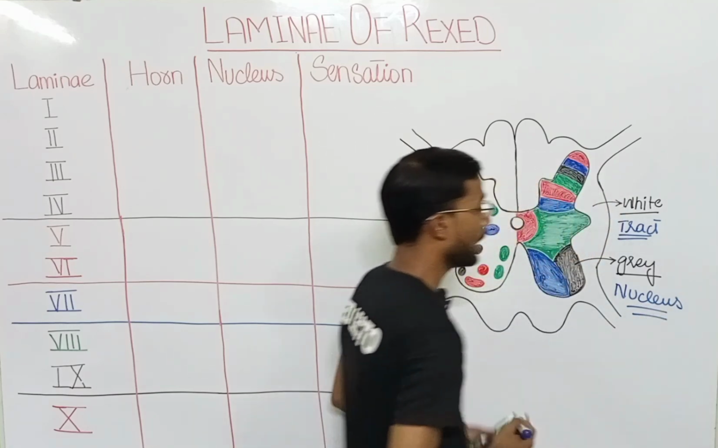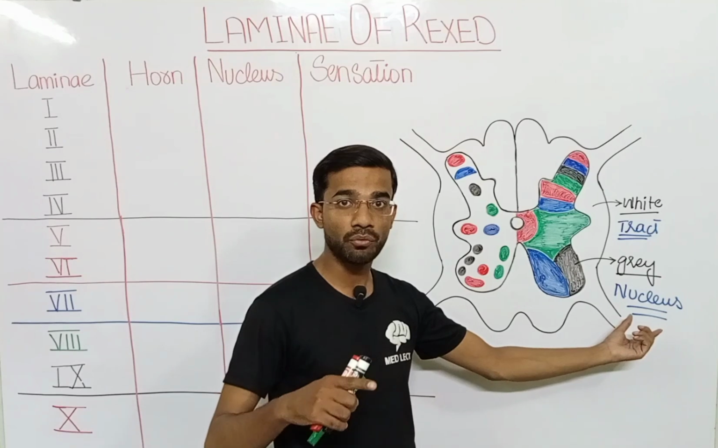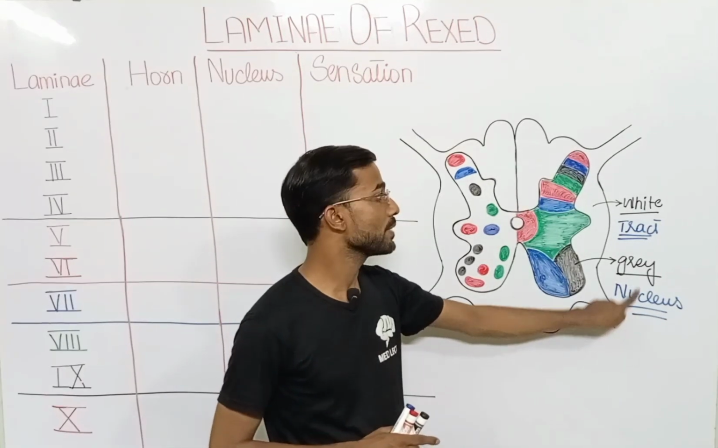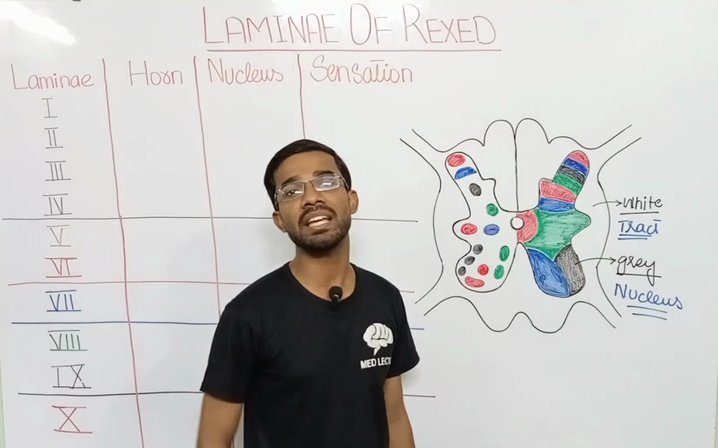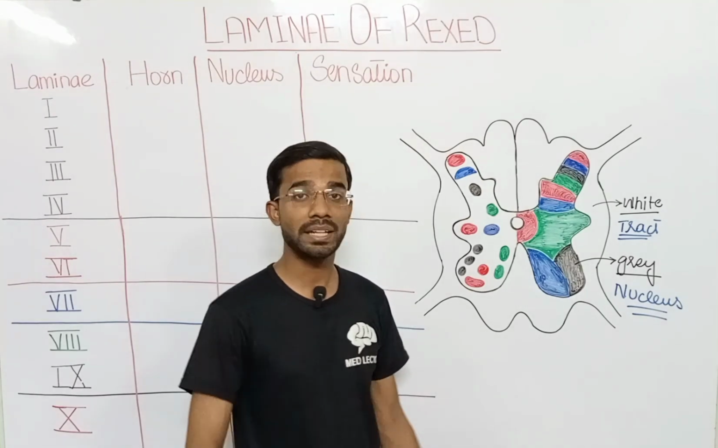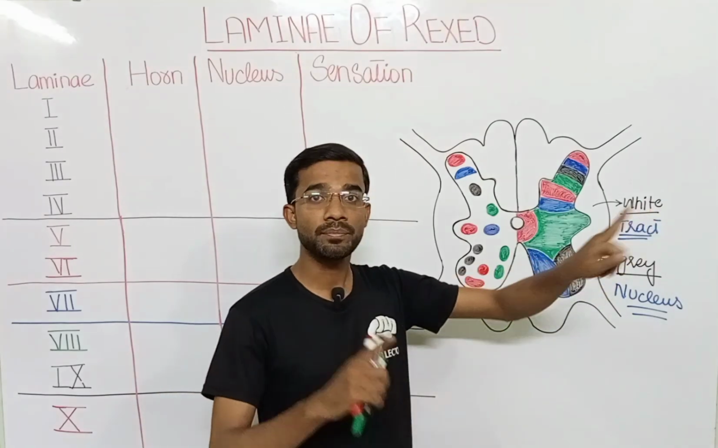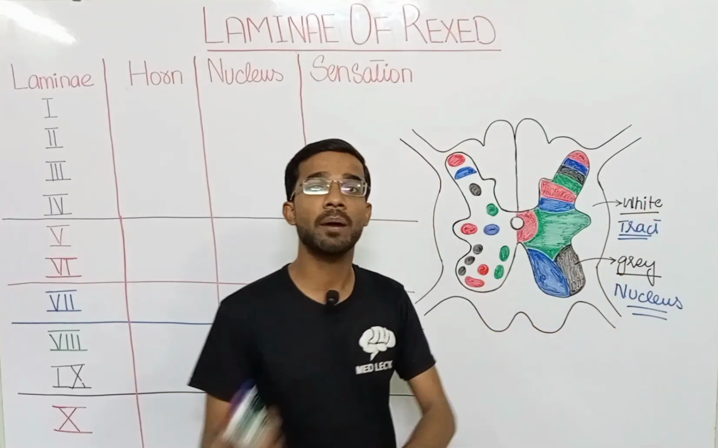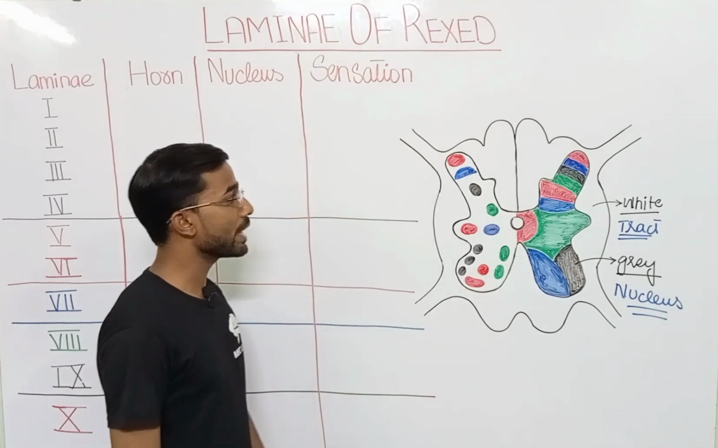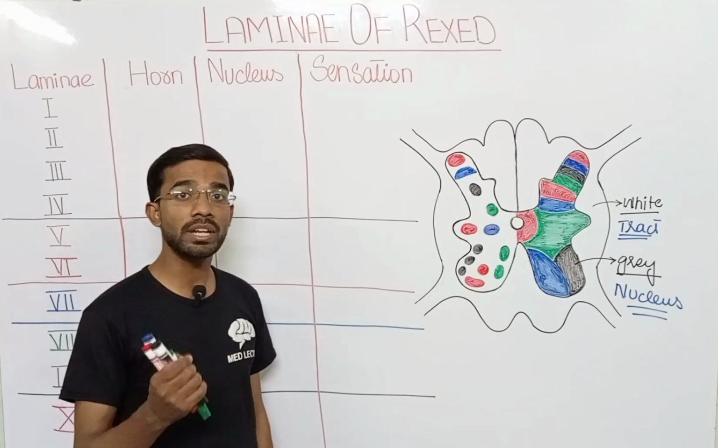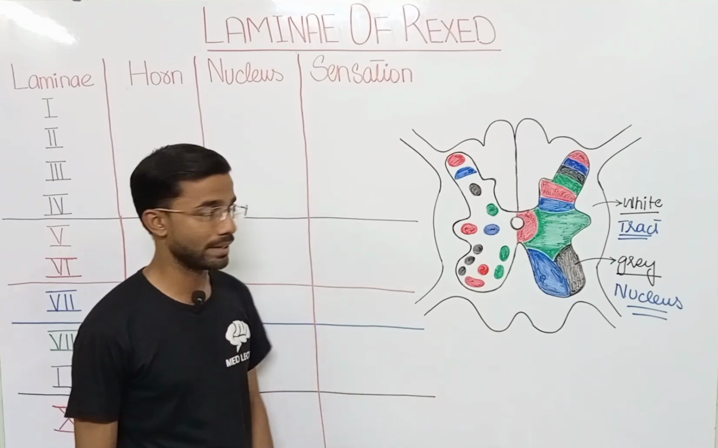You will see lots of different collections of cell bodies, which are called the nucleus, and the collections of axons are called the tract, specifically in the central nervous system. But in the peripheral nervous system, their names change. Tract will become the nerve and the nucleus will become the ganglia in the peripheral nervous system. Okay. So there are three columns, or you can say horns, of the gray matter.